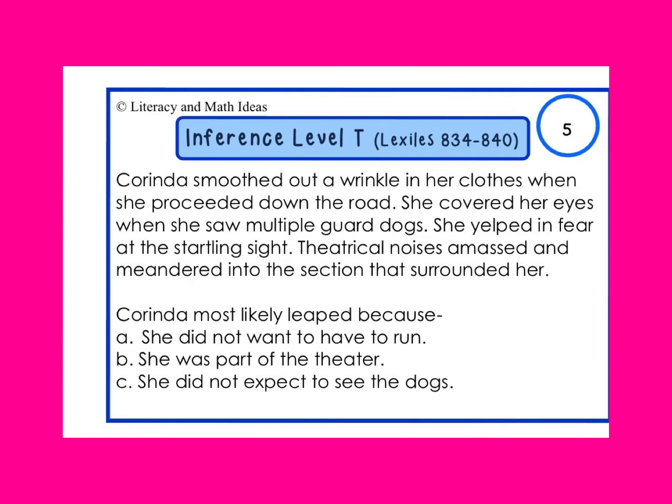Well, let's look at this. She's smoothing out a wrinkle. She's covering her eyes when she saw these guard dogs. She also yelped in fear at a startling sight. This word, theatrical noises amassed and meandered in the section that surrounded her. Well, I know that a theater has sections, and she's smoothing out, she's covering, and she yelped. Those are actions. So to me, I think that B is the best answer. She was part of the theater.